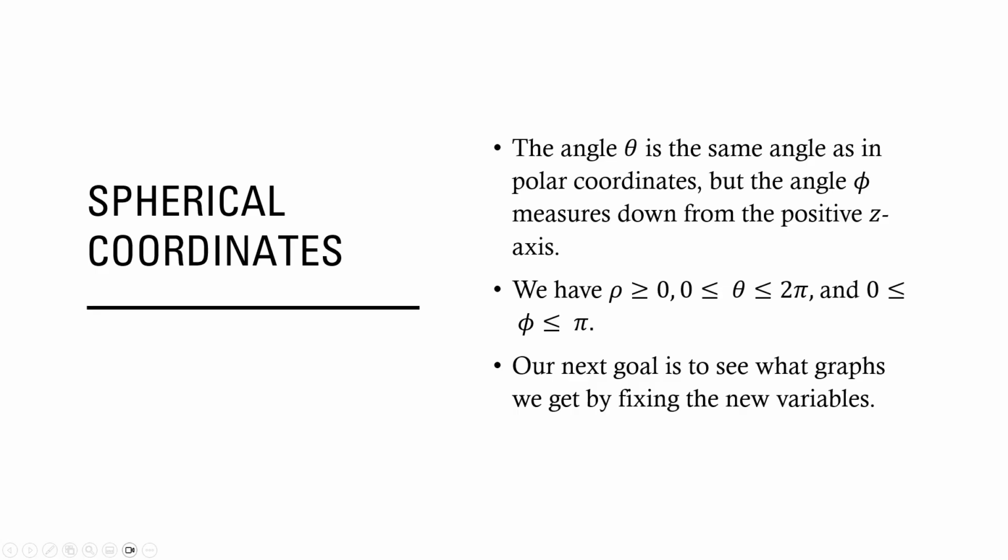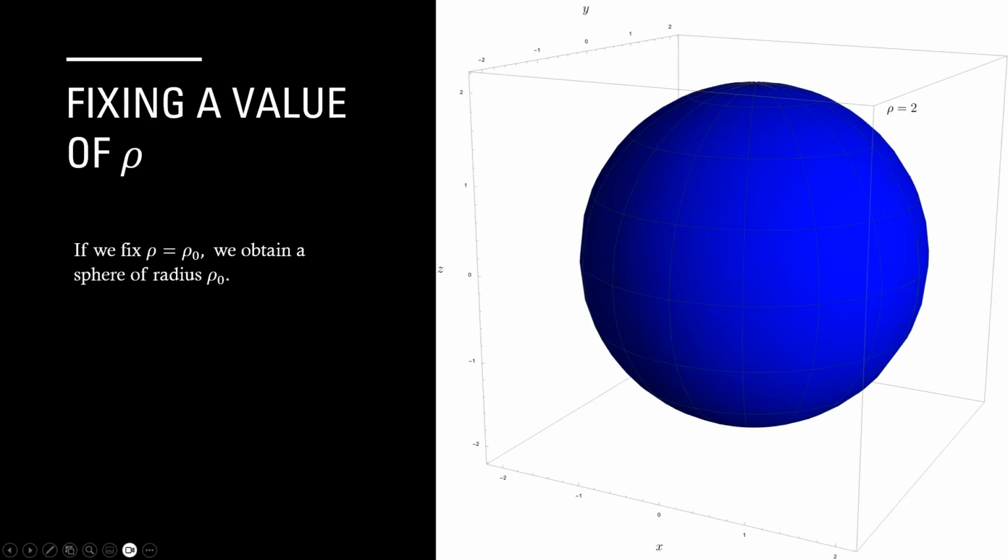And so just like we did with our cylindrical coordinates, let's see what kind of graphs we get if we fix our various spherical coordinates here. So the first one I already mentioned is if we fix the value of rho, that's saying all of the points that are a fixed distance from the origin. So that's exactly how we define a sphere. So here's pictured when rho is equal to 2. So all the points here in blue are a distance of 2 from the origin.